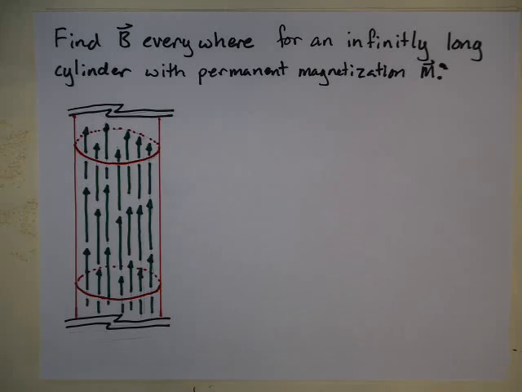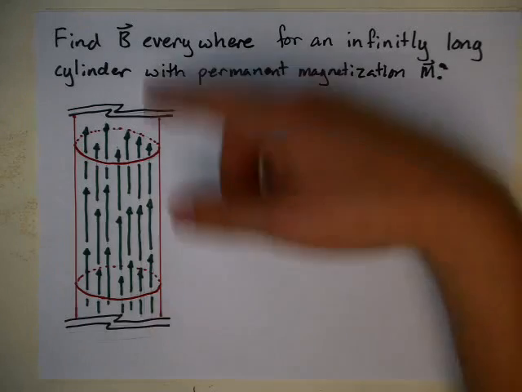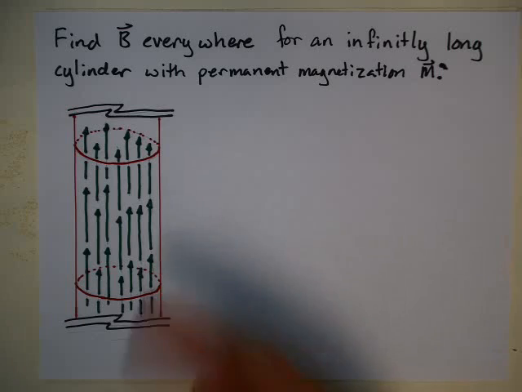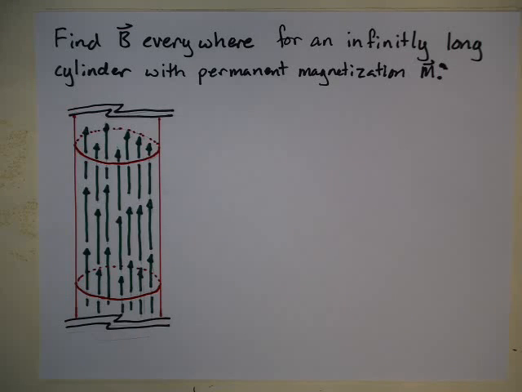Okay, this is an example where I have an infinitely long cylinder with a uniform magnetization, and I'm asked to find the magnetic field everywhere for this situation. In this case, I'm going to do it first by using the definition of the bound currents to find the bound current in this situation. Then I'm going to use the bound current to find the magnetic field, because the magnetic field B is always given by the full current.